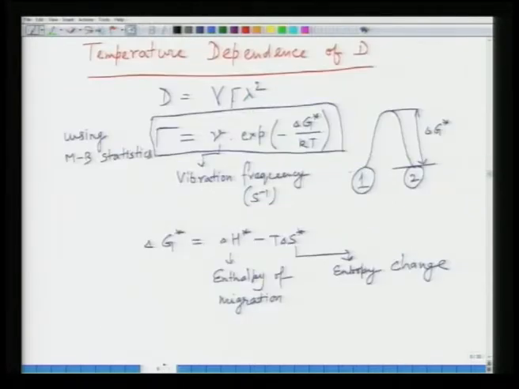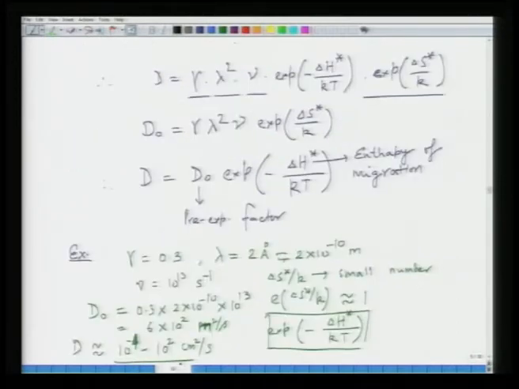From this we went further to look into what tau is, and tau can be related using Maxwell-Boltzmann statistics to exponential minus delta G star by kT, where delta G star is an energy barrier which has to be overcome when an atom moves from one equilibrium state to another equilibrium state. As a result we get the temperature dependence of diffusivity.